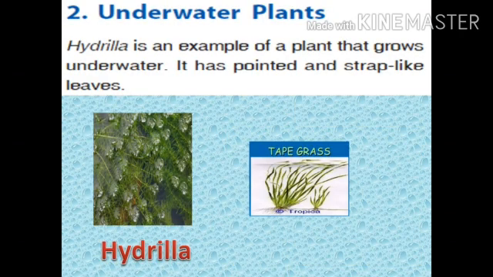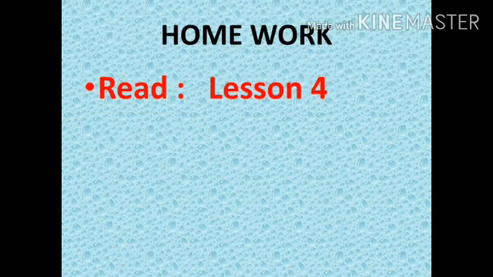Now underwater plants. The plants which grow completely underwater with roots attached to the surface are called underwater plants. Here is an example, hydrilla. You can look in the picture. Hydrilla and tape grass are the examples of underwater plants. Both these plants have pointed and strap-like leaves.